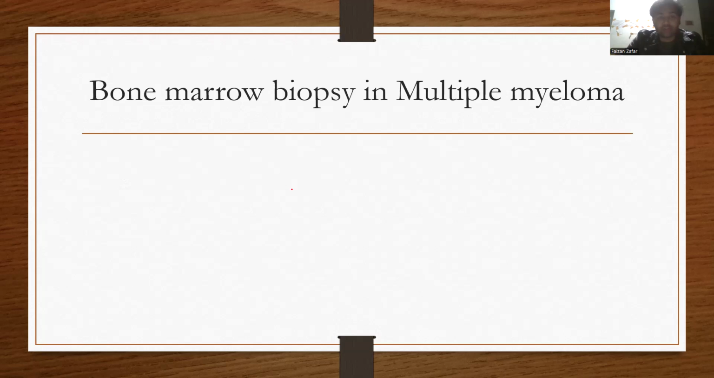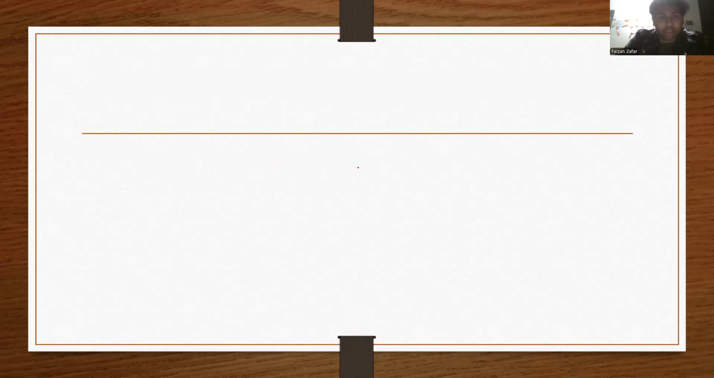Okay, moving to the next one, bone marrow biopsy in multiple myeloma. I know you know the answer. It is more than 10% clonal plasma cells, right? If it is Waldenström macroglobulinemia, then the answer will be more than 10% of B cells, right? In the case of multiple myeloma, it's more than 10% clonal plasma cells. That is very, very important.